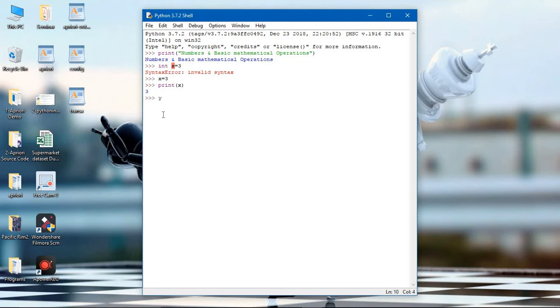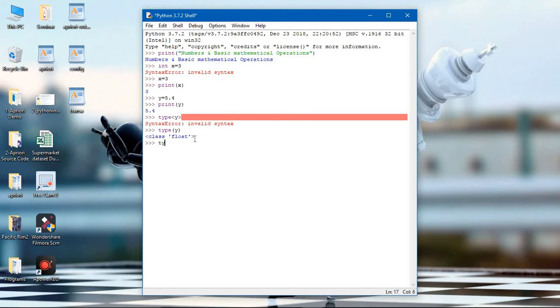So imagine that I am putting it like this, y equal to 5.4. Now this is a float and I can just do print y, and now I want to find what's the type of y. Type y, and it is showing that the type of y is float. Now just check it for x as well, type of x. Type of x is integer.